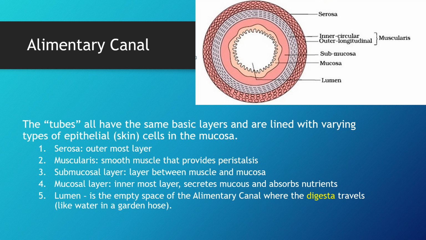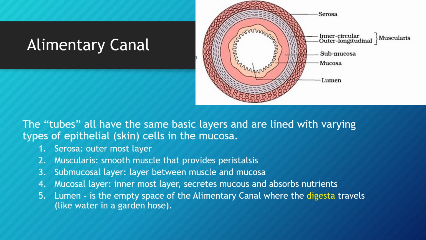The submucosal layer is just underneath that. And again, not super interested in that one. It's just another layer. And then the mucosal layer is the innermost layer, the one that actually comes in contact with the digesta, or the food that's being digested, as it moves through. And this is different in the different parts of the canal. In the stomach, it looks a lot different than it does in the small intestine, than it does in the esophagus. You get the idea, right?